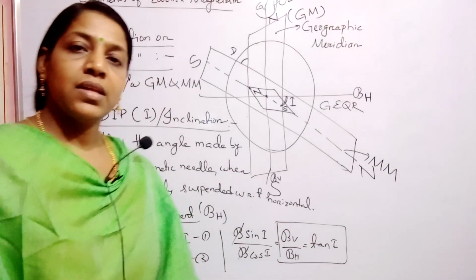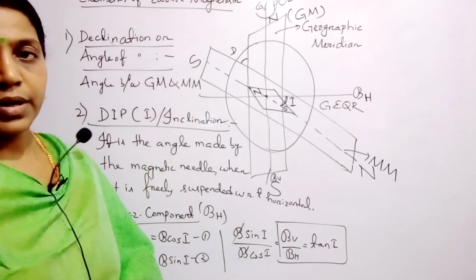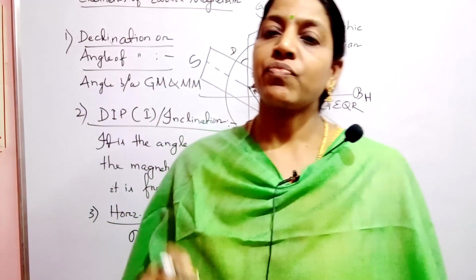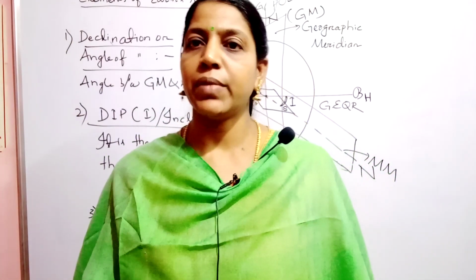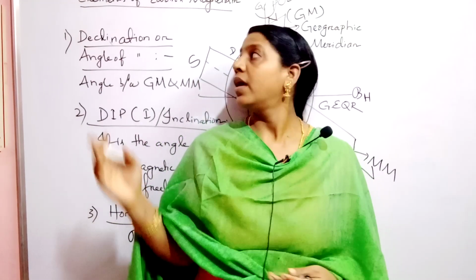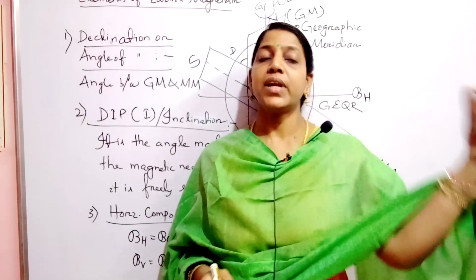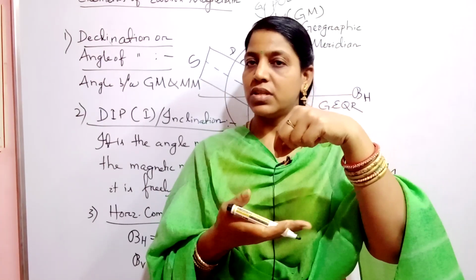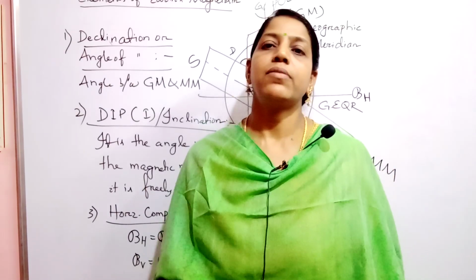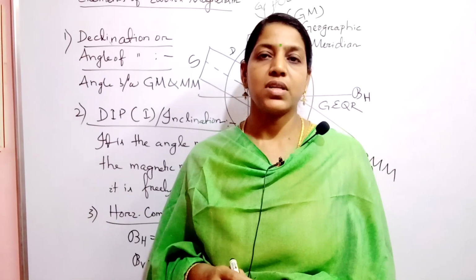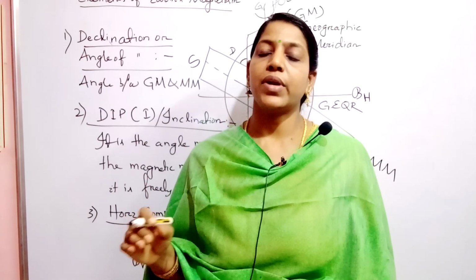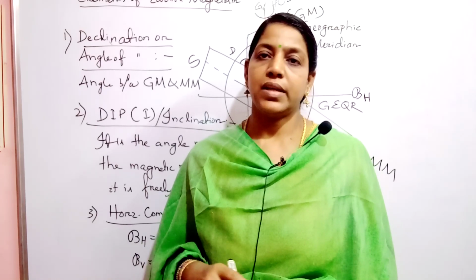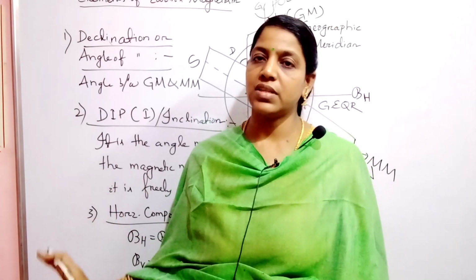This is the important thing you need to remember: understand and then remember. Don't try to learn by heart. Understand that your declination is the angle between the geographic meridian and the magnetic meridian, and second is your angle of dip: a freely suspended magnetic needle, how much angle it will make with the horizontal, that is called your angle of dip or inclination. Then the horizontal component is the component of the Earth's magnetic field along the horizontal line. These are the three important terms.